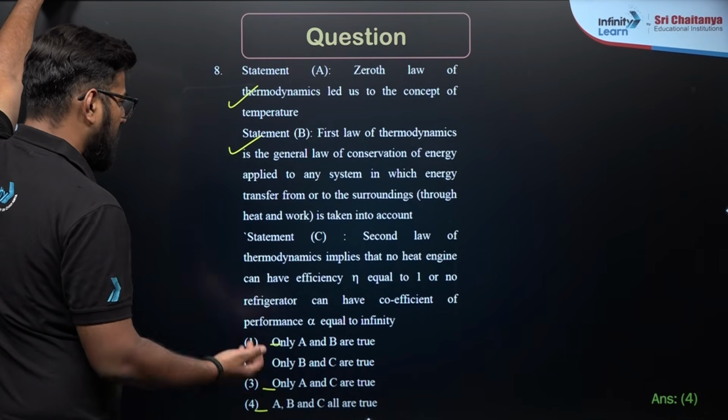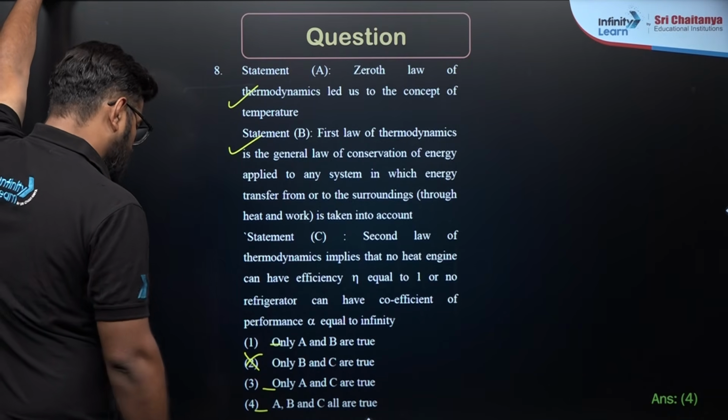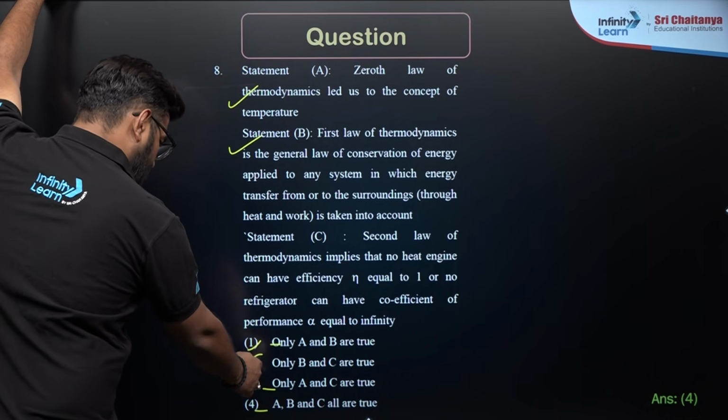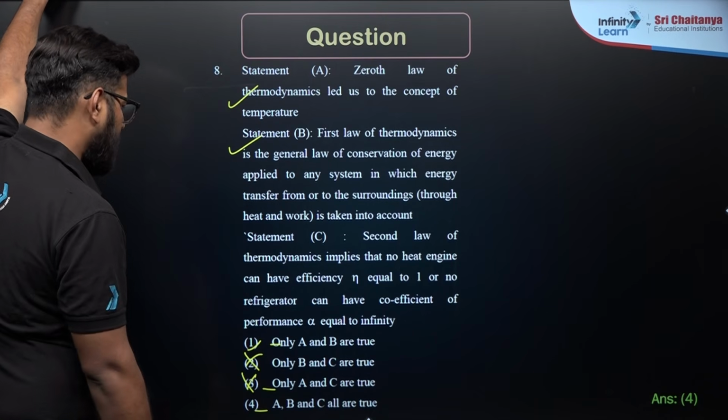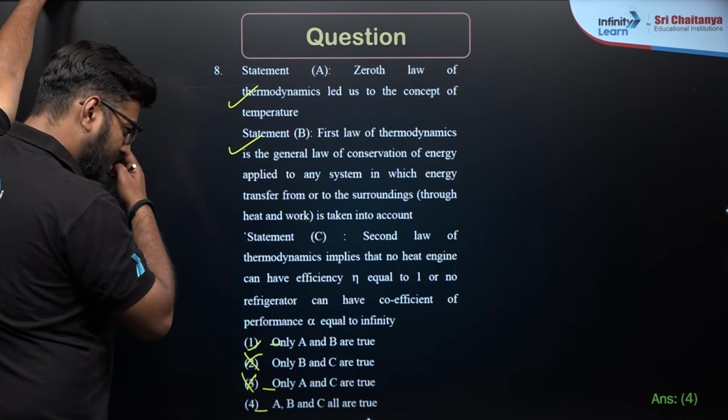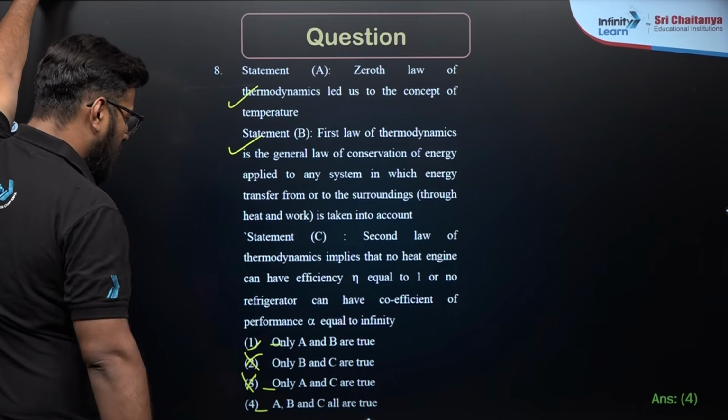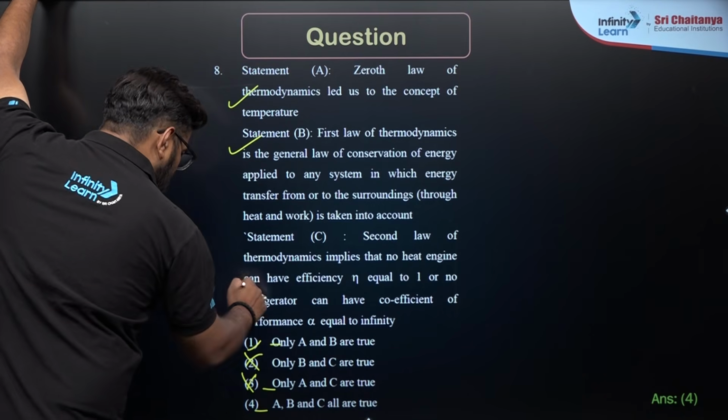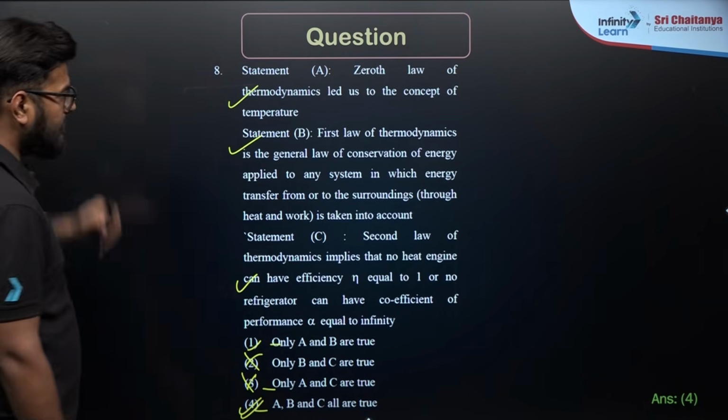Yes, it talks about conservation of energy only. So B is also correct, that means this is correct. This is rejected, A and 4. Second law of thermodynamics implies that no heat engine can have efficiency eta equal to 1 or refrigerator can have infinite coefficient of performance. This is also perfectly right. So fourth is the correct one.